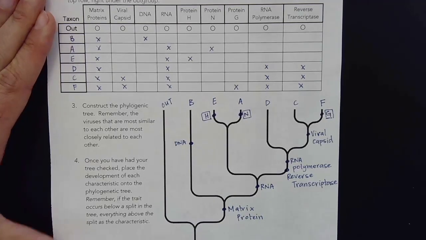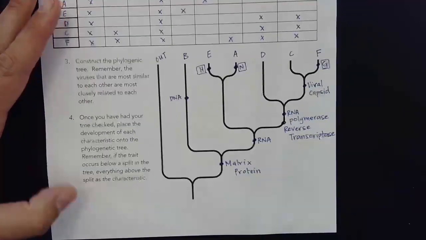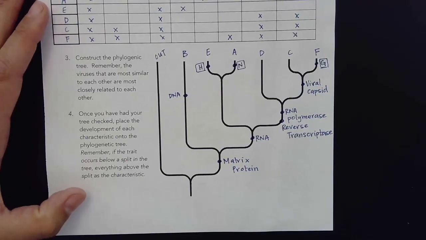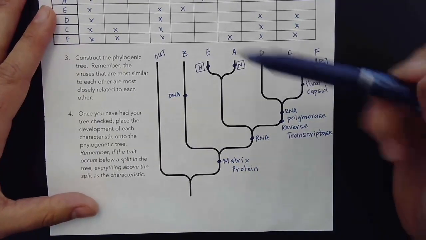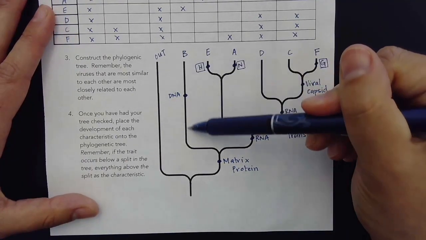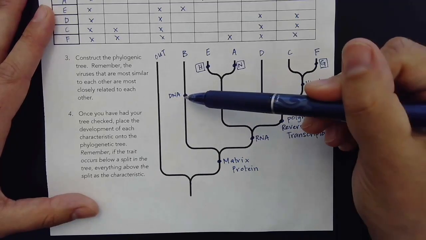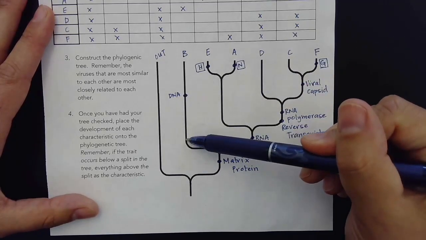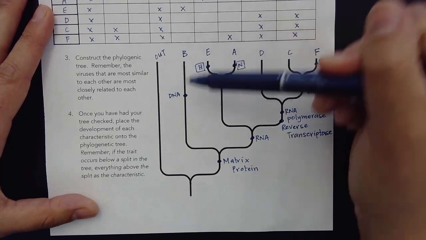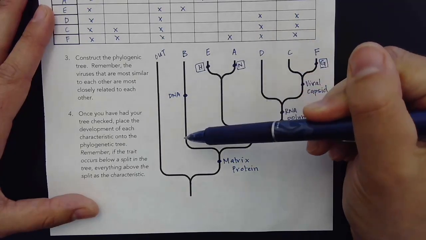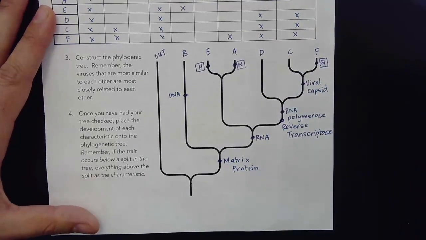All right, let's take a look at this and see what we've figured out. First of all, a couple things to notice. It doesn't matter where on this line you put DNA, because it could have evolved very early on or it could have evolved very late, but we know that it happened somewhere only for virus B.